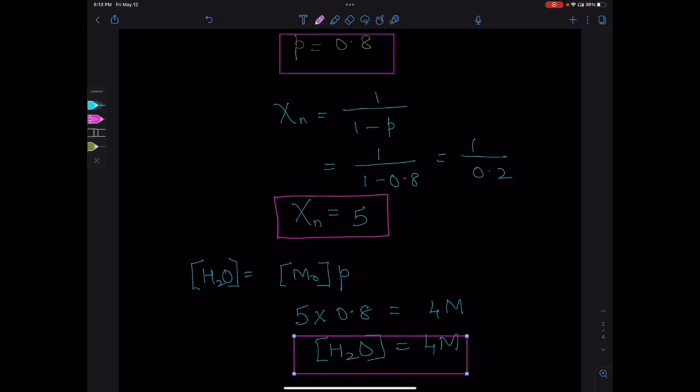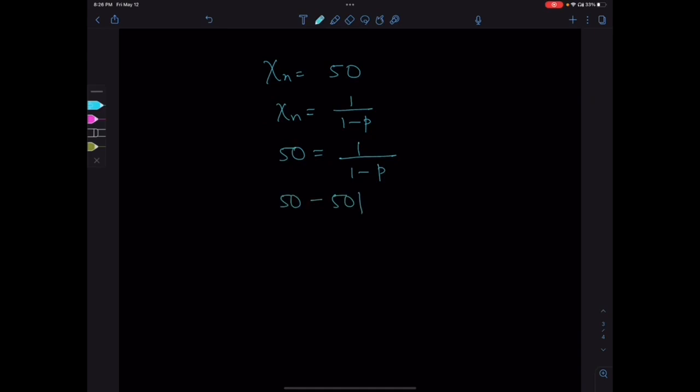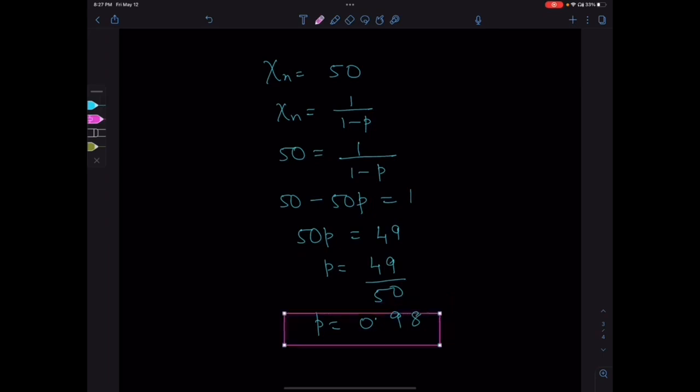So this is the first part. The second part is in an open driven system. The degree of polymerization is given as 50. So the extent of reaction is found from xn equals 1 over 1 minus p. Plugging this in, we get 50p is equal to 49. So p equals 49 over 50, which is 0.98. So the extent of reaction is 98%.